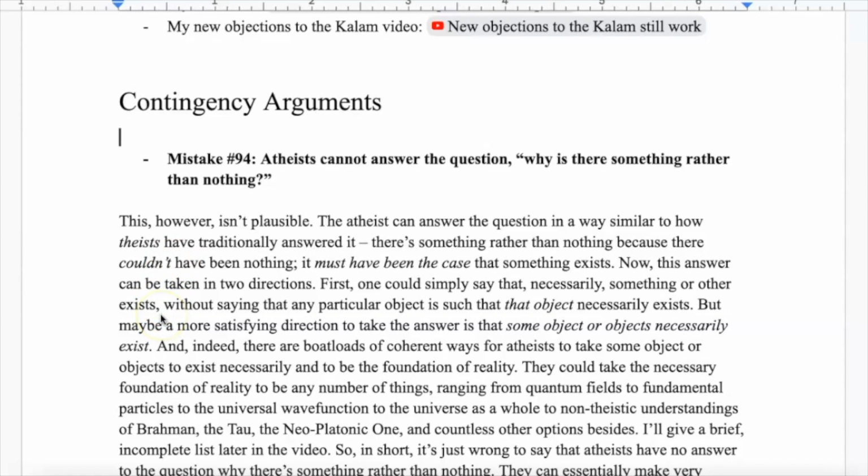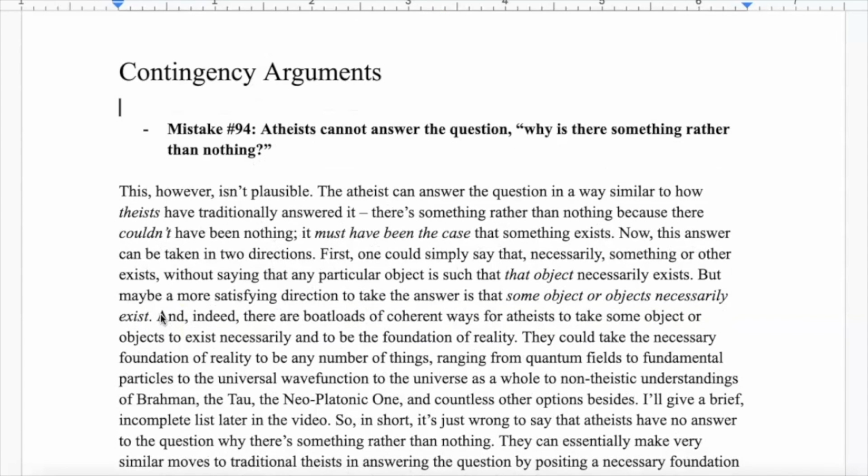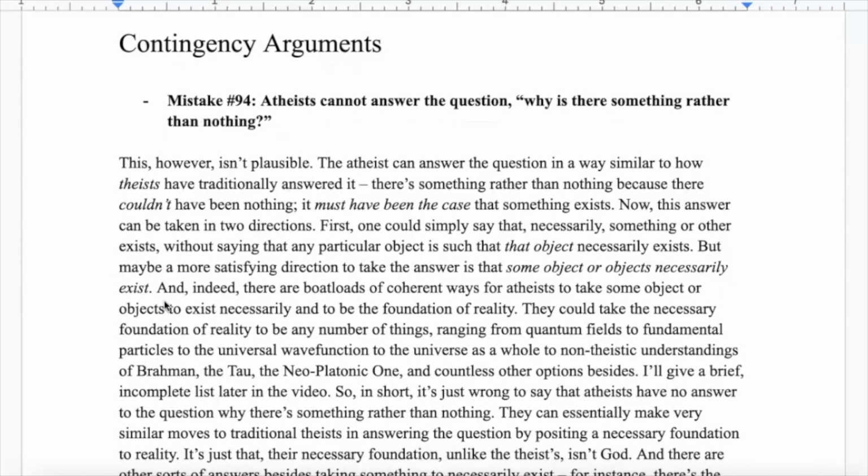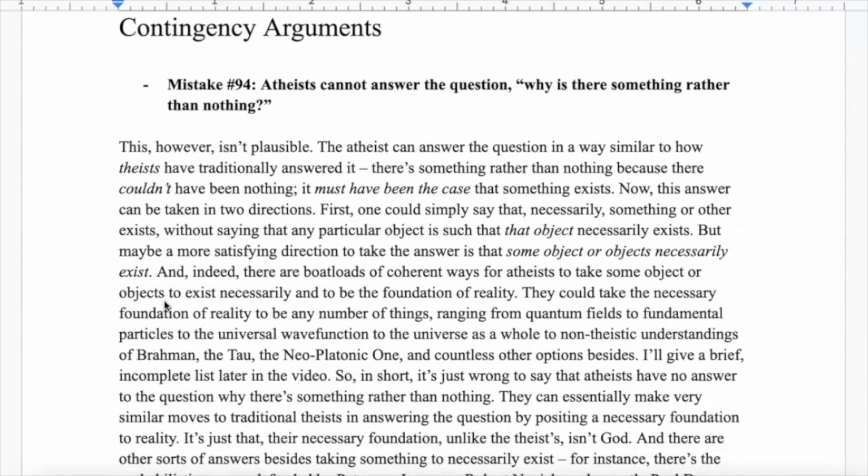I'll give a brief, incomplete list later in the video, but in short, it's just wrong to say that atheists have no answer to the question, or cannot answer the question, why there is something rather than nothing. They can essentially make very similar moves to traditional theists in answering the question by positing a necessary foundation to reality. It's just that their necessary foundation, unlike the theists', isn't God.